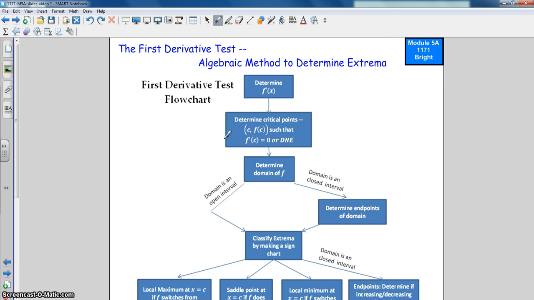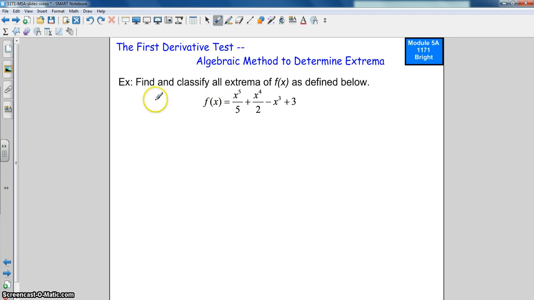This I copied directly from the notes, so feel free to refer to this, and I actually strongly encourage you to get this out and have this opened up while we go through the next example, because I'm going to walk through this flow chart as we do the next example. The directions here are to find and classify all extrema of f of x as f of x is defined below. So we have this function.